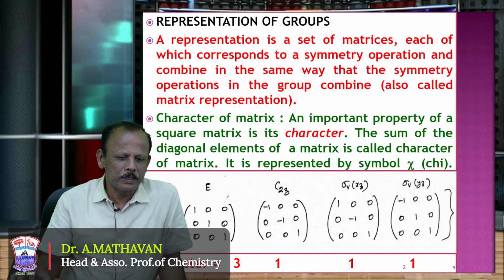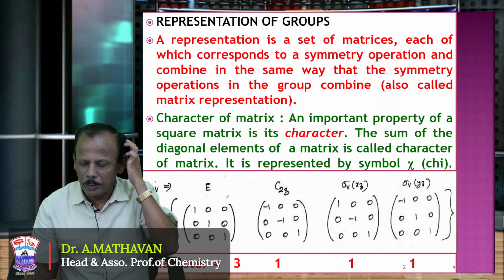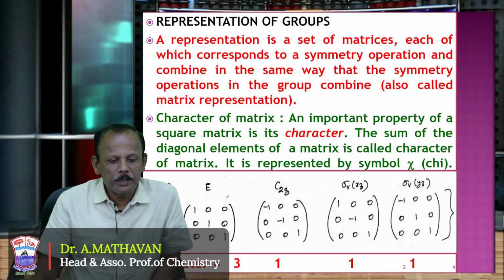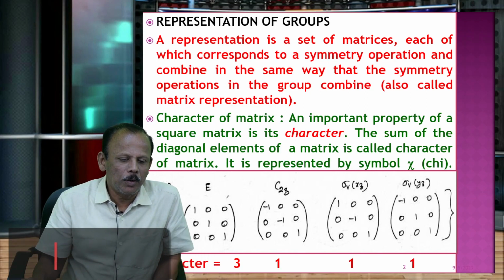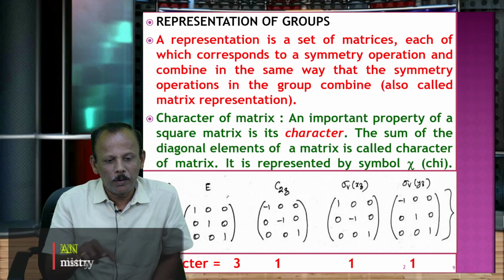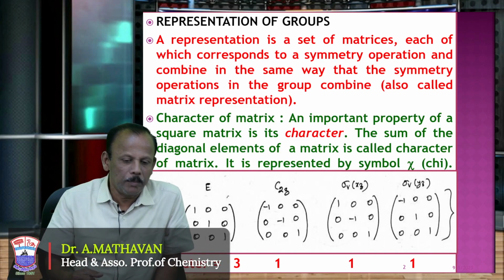What are the matrices? In the case of the identity element, using the three coordinates x, y, z, we get a 3 by 3 matrix: 1 0 0, 0 1 0, 0 0 1. The sum of the diagonal elements in this matrix is 3, which is the character.